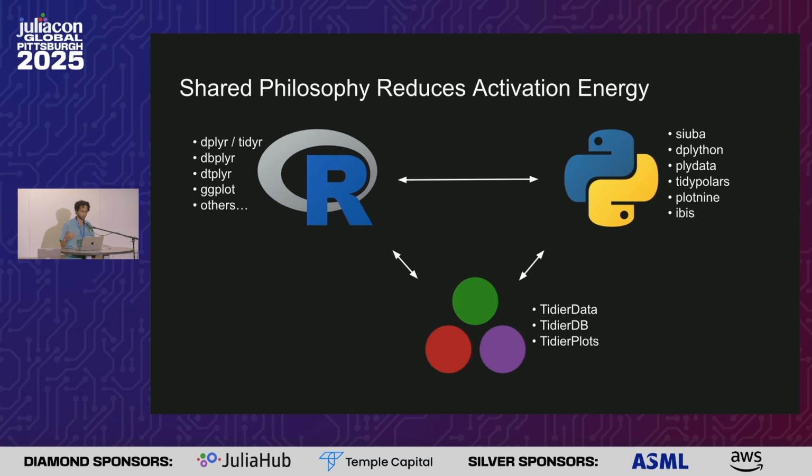And then, moving forward, now we have TidierData and TidierDB and TidierPlots, right? And so I think what is really neat and important here is that a shared philosophy reduces activation energy, right? So if you know how to wrangle your data in R, you can now do it in Python, you can do it in Julia, and vice versa, right? So folks who may be interested in trying Julia can now take out some of the friction and resistance that they may interact with to get their data into the shape that they actually need, right? Because when it comes down to it, a lot of data analysis is a lot of cleaning data.